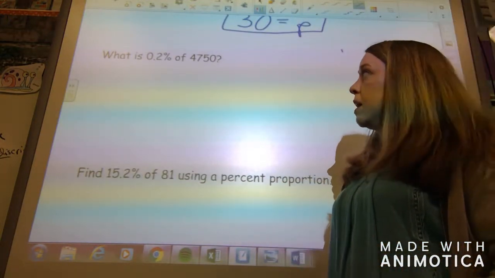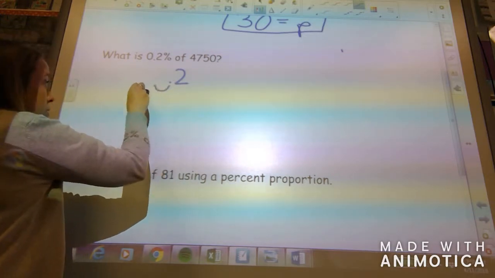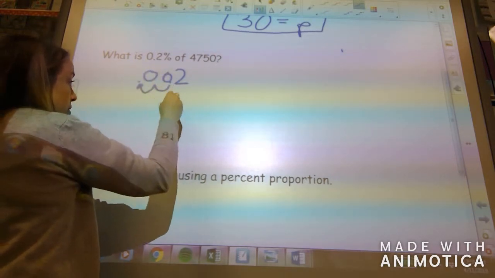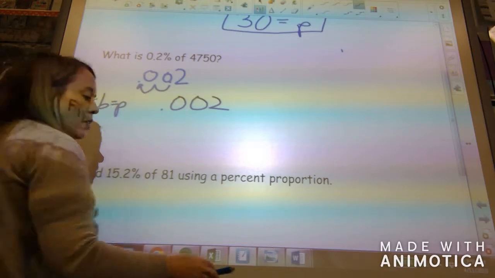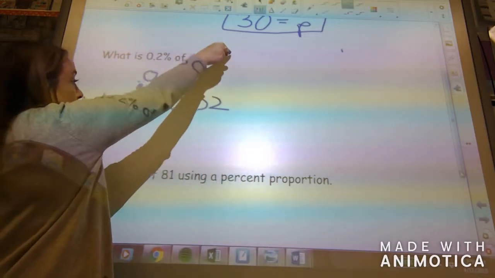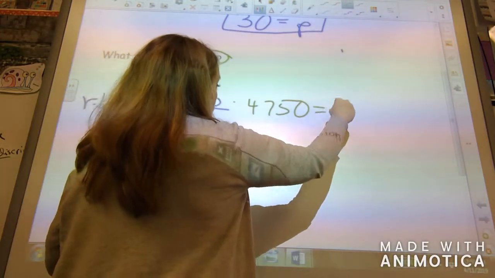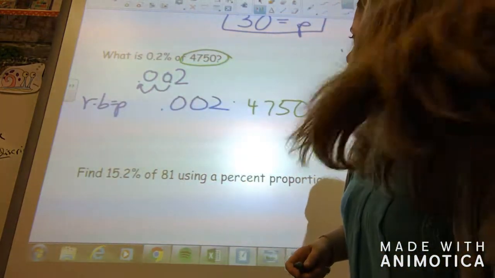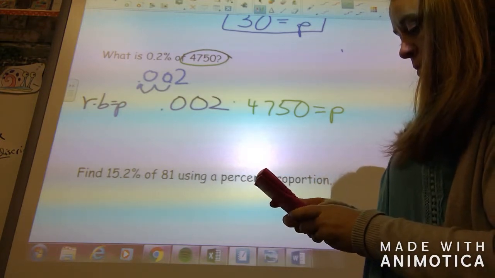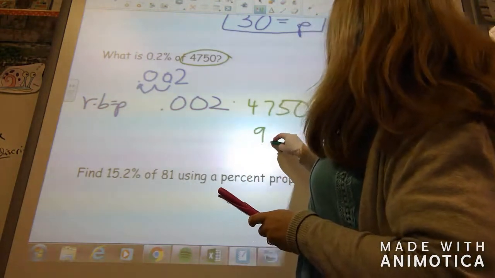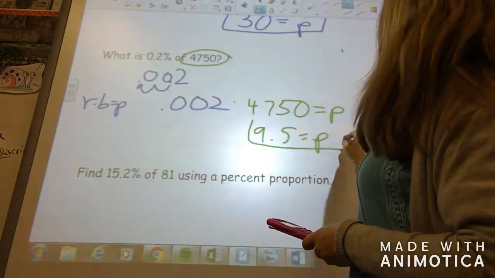What is 0.2% of 4,750? Again, to change it to a decimal, I'm going to move my decimal 2 times to the left, so I get 0.002. That's my rate. Remember my formula, rate times base equals percentage. So my rate is 0.002. My base is what comes after the word of. So that's 4,750. So I get 9.5. So 9.5 is 0.2% of 4,750.